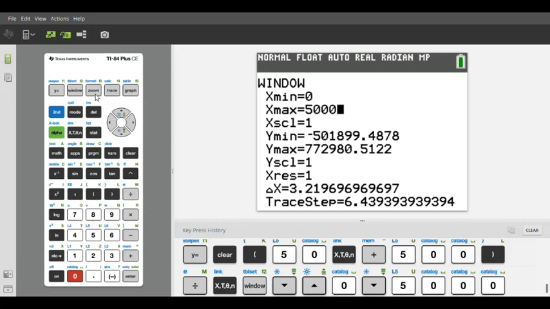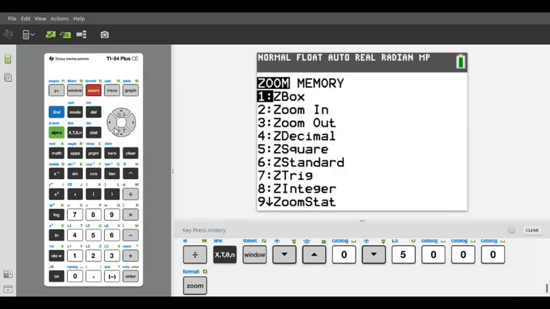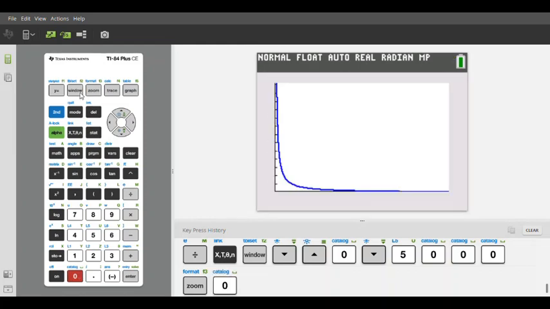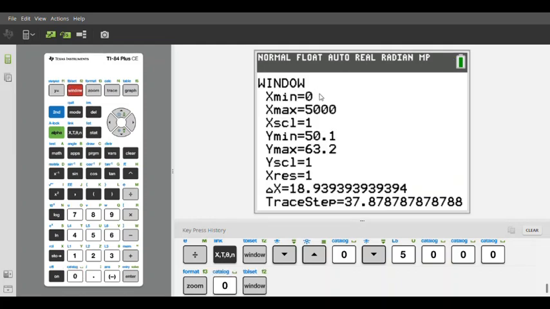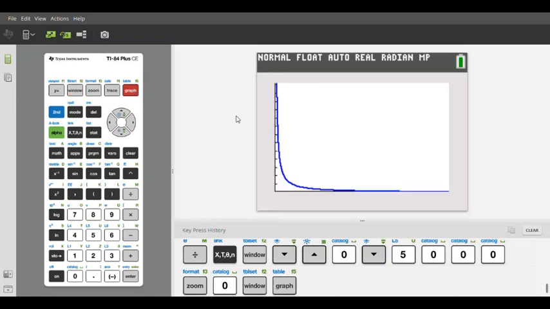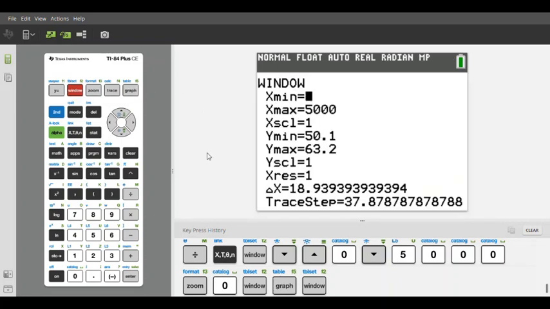Now the next thing I'm going to do is hit zoom, and then I'm going to do zoom fit. What that'll do, believe it or not, is in your window it'll keep this 0 to 5,000 for your X, but it will adjust your Y so that you can see a very nice graph of it essentially. Now what you will notice if you're looking at your window for Y is your Y min isn't a 0, your Y min is a 50, and your Y max is a 63.